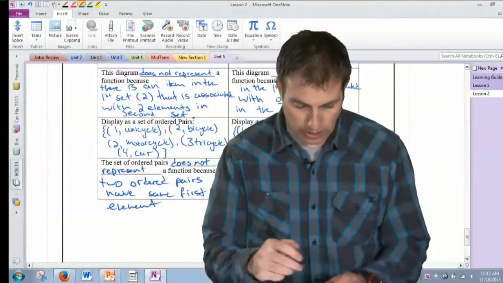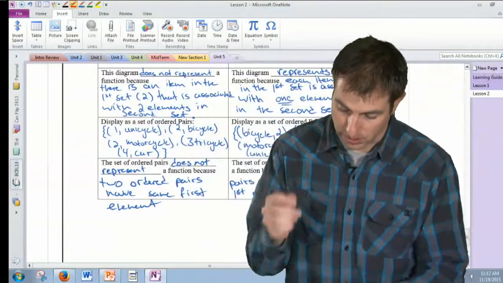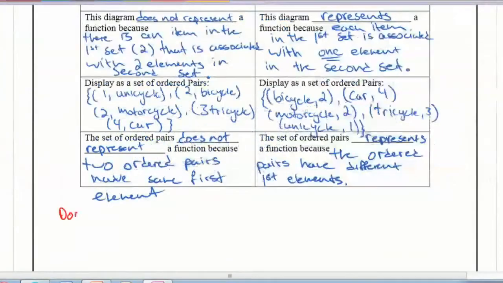The last sort of thing that I've been brushing off until now, because I didn't really talk about it, was the domain and the range.